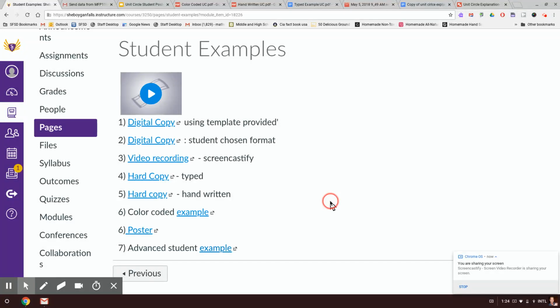So here we have kind of the last page in the unit. And what we've got here are student examples of explanations for how the unit circle connects to trigonometry. Basically, what we've done in this unit is students have taken a common assessment, but then to really show their advanced understanding of the topic, they were given multiple options to create an explanation that could be reviewed by their instructor to really see how much they understood.